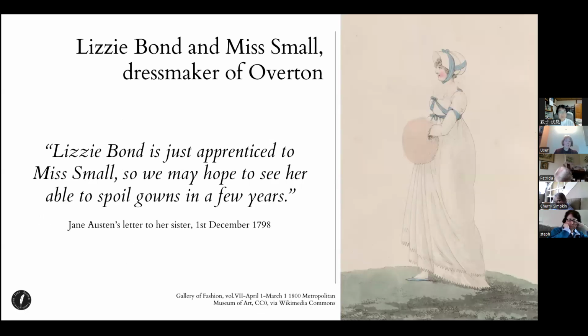On the 1st of December 1798, Jane Austen wrote to her sister to let her know, "Lizzie Bond is just apprenticed to Miss Small, so we may hope to see her able to spoil gowns in a few years." If we look at the list of traders, etc. in Overton in 1798, there are 3 Smalls included. George Small, a farmer, Thomas Small, a miller, and another Thomas Small, a maltster.